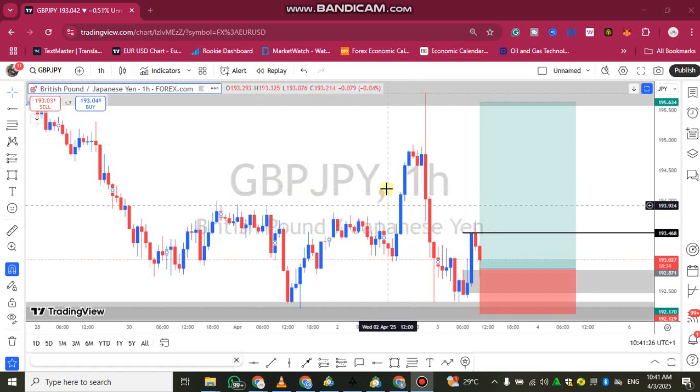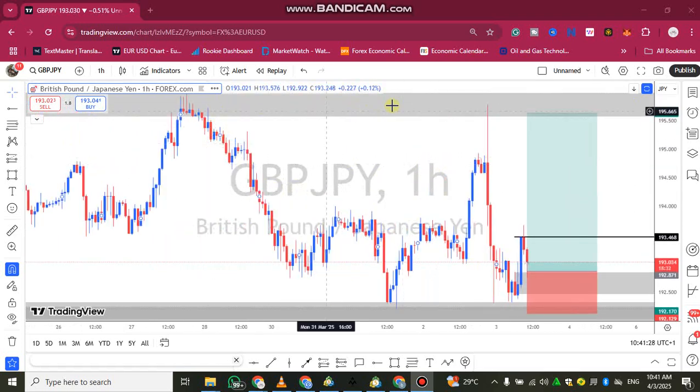So Gbpjpy, as you can clearly see, price went all the way to our supply zone, then it has driven all the way back to our demand zone.